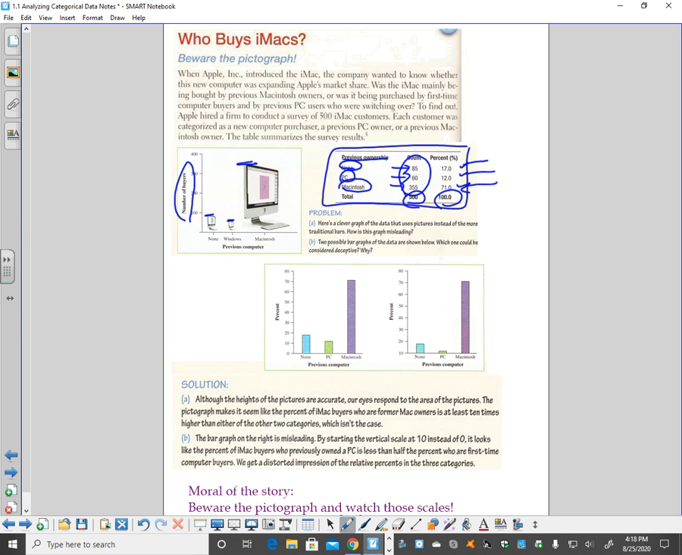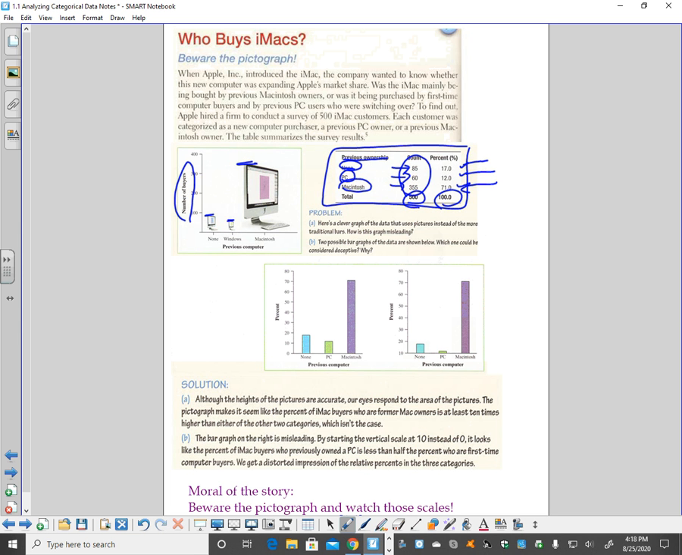But look at the pictures. Like it said before, your eyes react to the size of the picture, and that Mac picture is so much wider than the little bitty Windows computer and the little bitty none. I haven't had a computer before, so it overemphasizes the fact that new iMac buyers are previous Macintosh owners. So it seems like that's the point they're trying to get across.